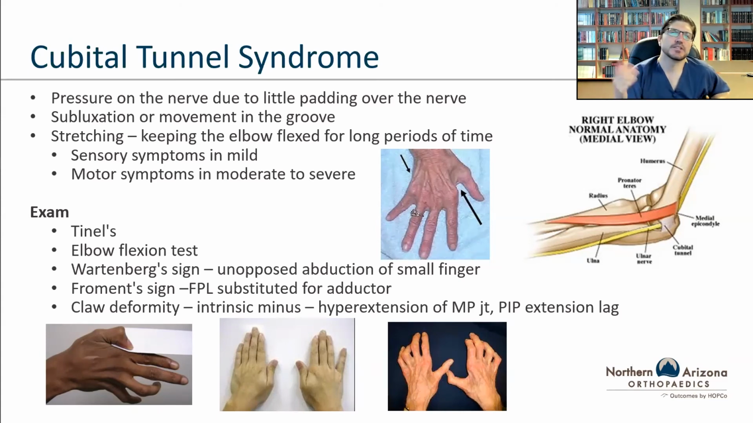And oftentimes patients will state they've been flexing their elbows for a long period of time during sleep, and that reproduces their symptoms. Examination is key. We look at percussion of the nerve and whether that reproduces symptoms, flexing the elbow, as well as specific findings in the hands and specific tests. The bottom pictures are usually late findings associated with this issue.